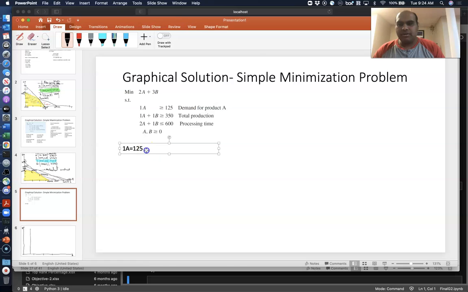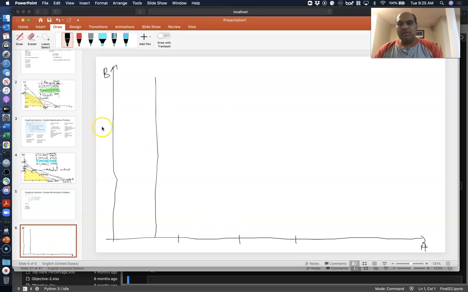Let's take the second constraint. There are no endpoints for the first one, so I'm not going to do much with it. The straight line corresponding to the second constraint is A plus B is equal to 350. This one is easy. If I plug in A is equal to 0, I get B is equal to 350. And if I plug in B is equal to 0, I get A is equal to 350, right? So when A is equal to 0, B is 350, and when B is equal to 0, A is also equal to 350. So the endpoints are 350 comma 0 and 0 comma 350.